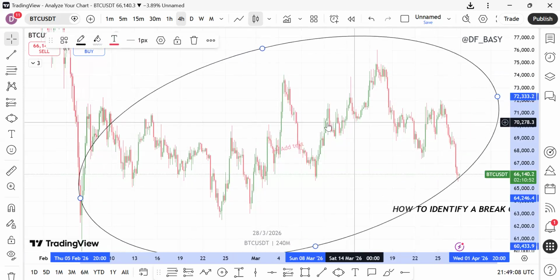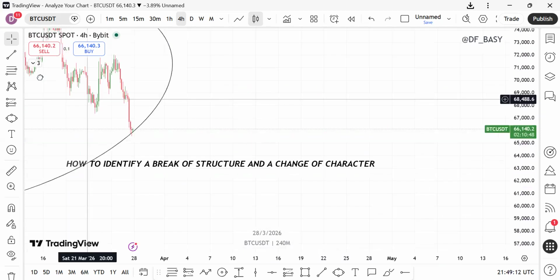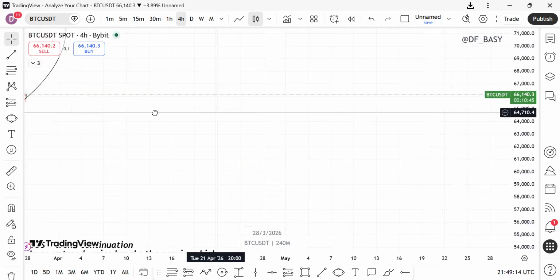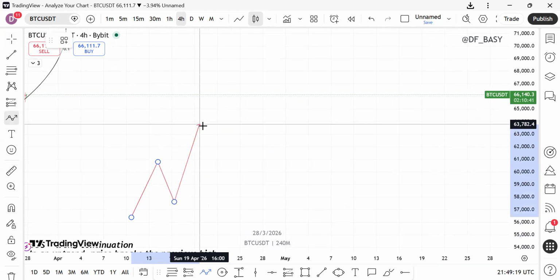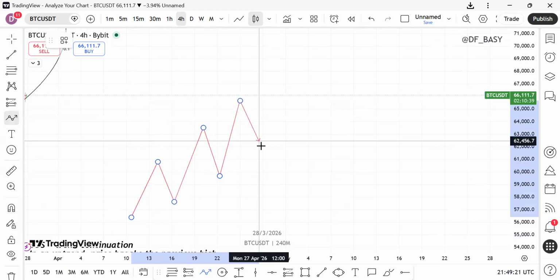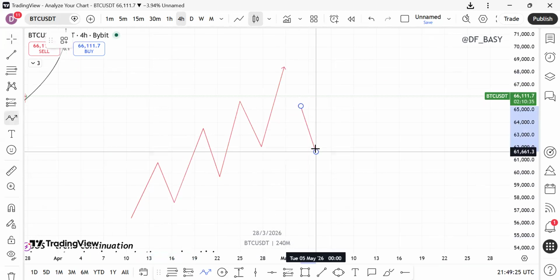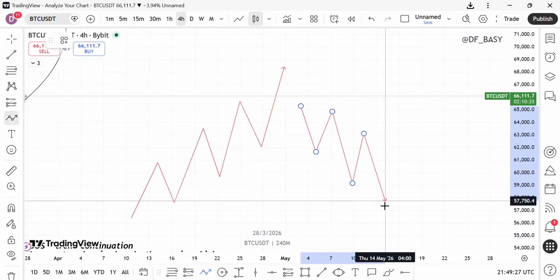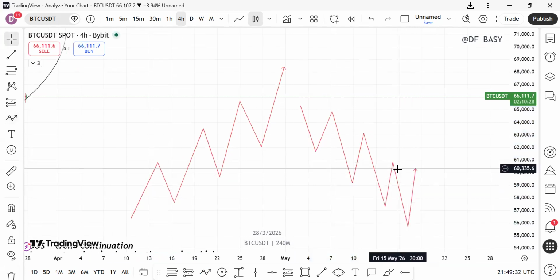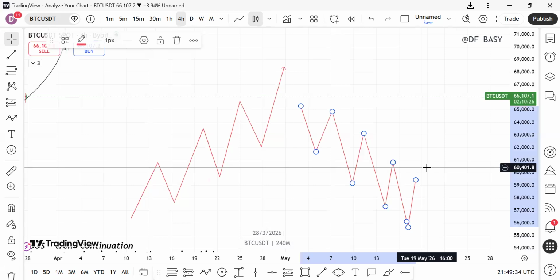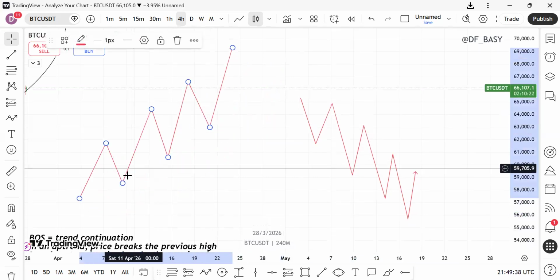Now, I think most of you watching the video should be conversant with your structures. So with your structure, you should identify that when you talk about an uptrend, this is an uptrend. When you talk about a downtrend, this is a downtrend, right? So what is the market doing here? In an uptrend, the market is creating higher highs and higher lows, right?